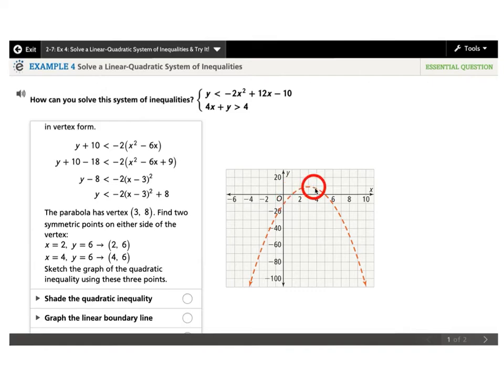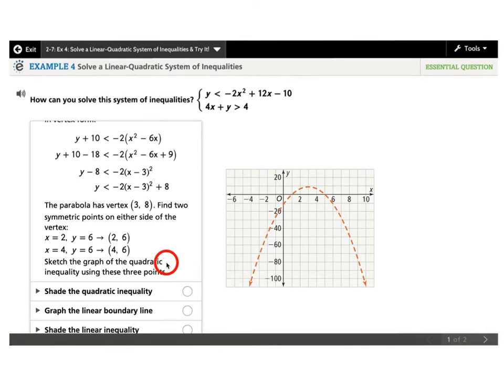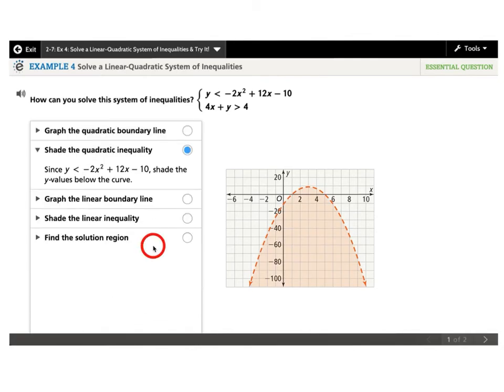And because it's less than, not less than or equal to, I use a dotted line to indicate that this parabola is part of the graph, but is not included in the solution. Okay? Now, second step, I shade the quadratic inequality. How do I do that? You can take a test point and find out if that area satisfies this or not. When x equals 3, you solve for y. Y should be 0, and that makes this statement true. Therefore, this is the area where y is less than that equation.